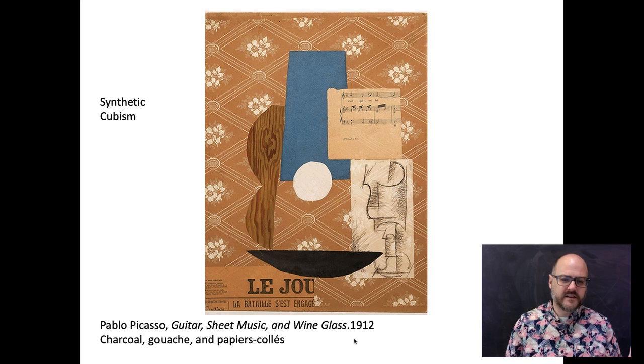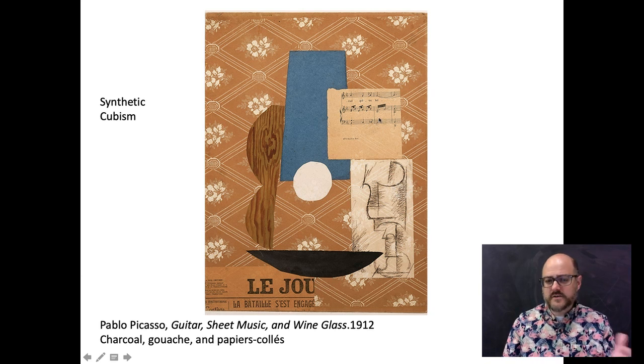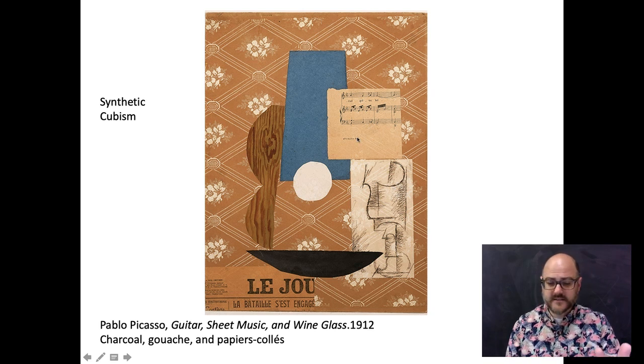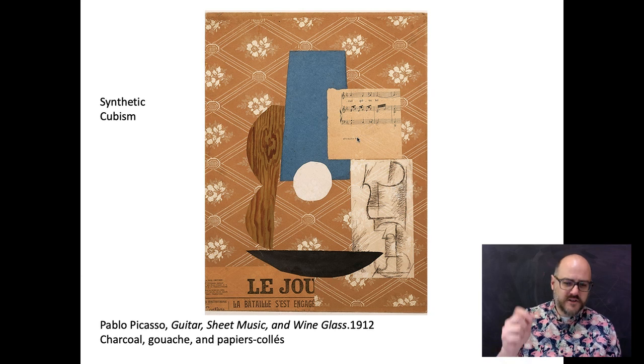So if you think about something like a guitar, which this is in the center here, you start to think about music. So you have music, you have sheet notation that might conjure up a concert, a wine glass, like an evening, listening to music, a newspaper here. This is actual wallpaper. So all of these items are cut and pasted onto the actual canvas. And he drew back into it. This is some charcoal here.